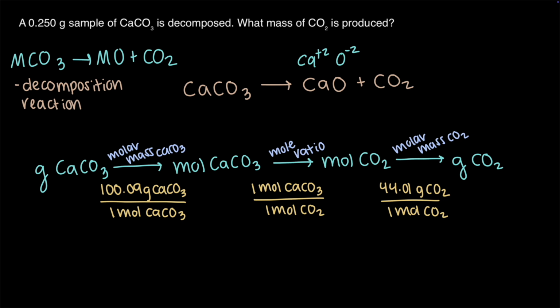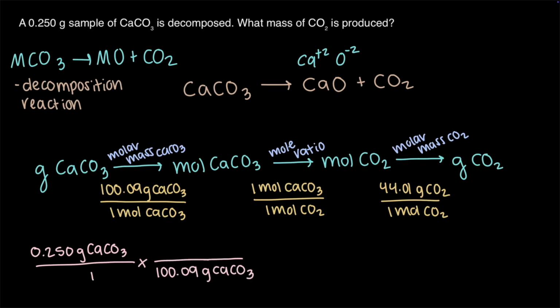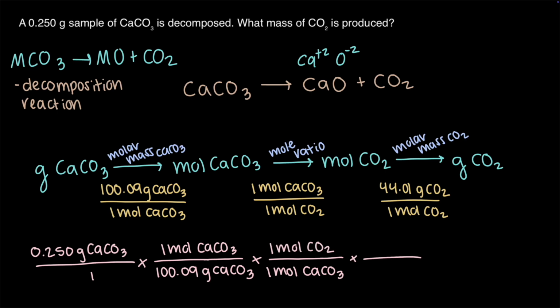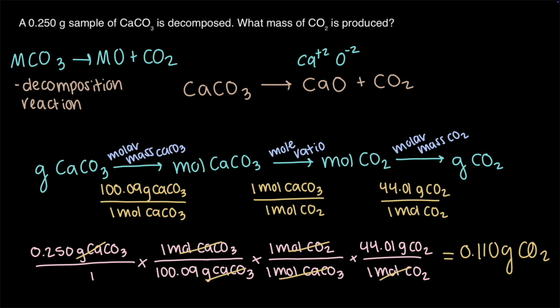Setting up all units to cancel, we start with 0.250 grams of CaCO₃ over 1. In the next fraction, 100.09 grams of CaCO₃ goes on the bottom, and 1 mole of CaCO₃ on the top. In the next fraction, 1 mole of CaCO₃ goes on the bottom, and 1 mole of CO₂ on the top. In the next fraction, 1 mole of CO₂ goes on the bottom, and 44.01 grams of CO₂ on the top. All units cancel, and we are left with grams of CO₂. Multiplying and dividing all values, we get 0.110 grams of CO₂.